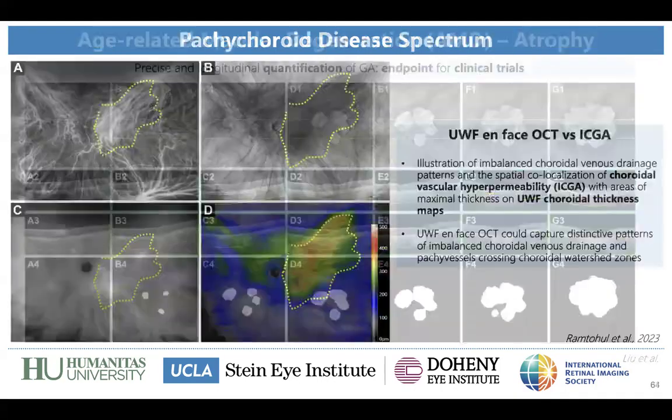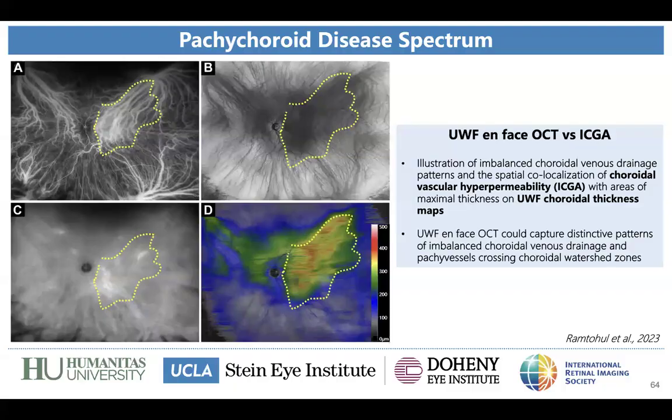inhibitory therapies. In the context of pachychoroid, ANFAS-OCT can provide again a non-invasive alternative to dye-based traditional angiographic techniques such as ICGA. In this study by Prithviram Tool and co-authors, we can actually see the illustration of imbalanced choroidal venous drainage patterns and the colocalization of choroidal vascular hyperpermeability as shown in these mid-phase and late-phase ICGA ultra-wide field scans with patterns of choroidal thickness map derived from ANFAS-OCT slabs of the choroid.